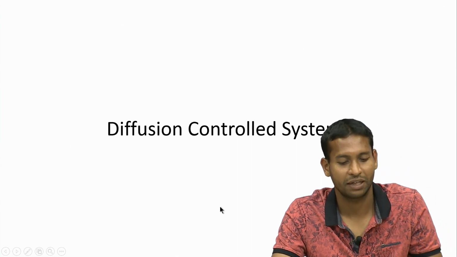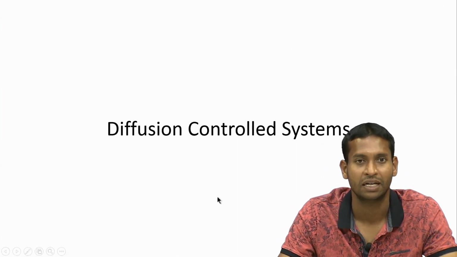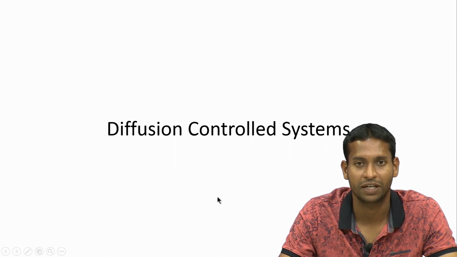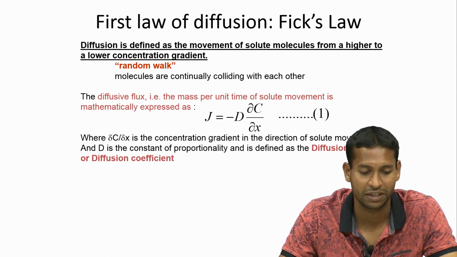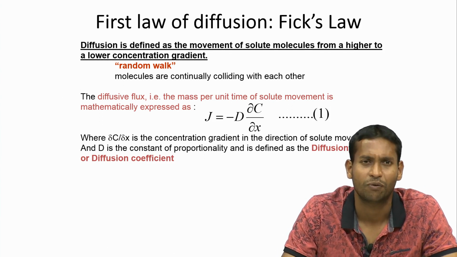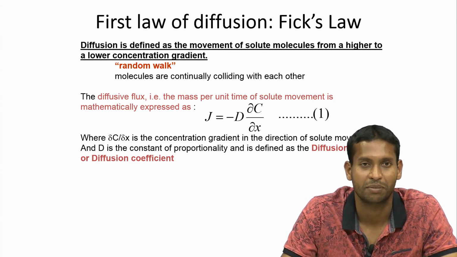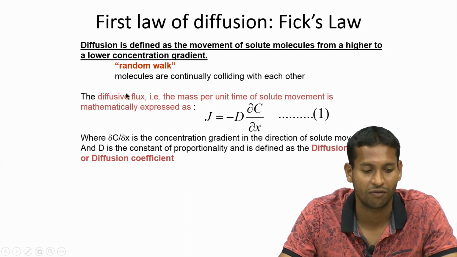So, we will talk about the diffusion control systems first, and before we actually do that, we need to learn some of the laws of diffusion. So, the first thing we are going to talk about is Fick's law of diffusion, and what it is, is just a kind of an estimate of how the molecules diffuse. It is a model based on the random walk.